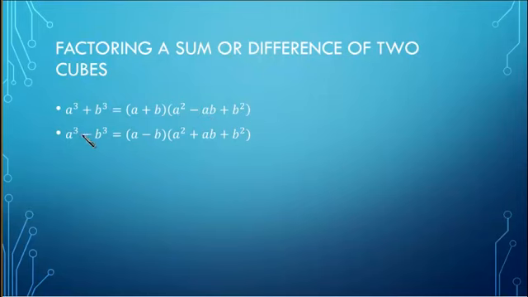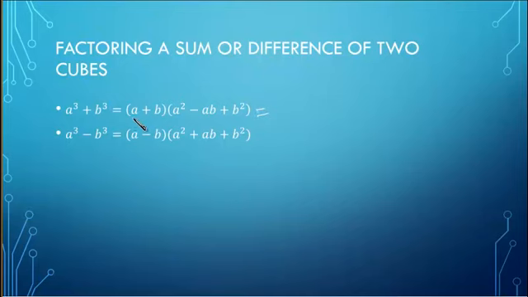Likewise, if we have a difference of two cubes, a cubed minus b cubed, then this is a minus b, the first factor, times this trinomial, a squared plus ab plus b squared. So it should be fairly easy to demonstrate that these are correct. I'll do this first one for you.